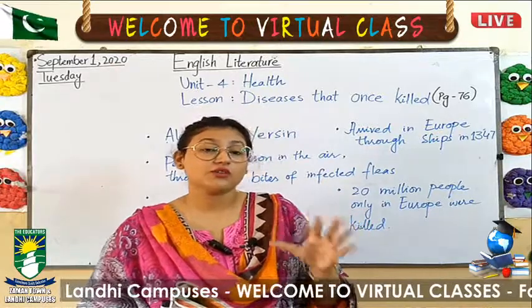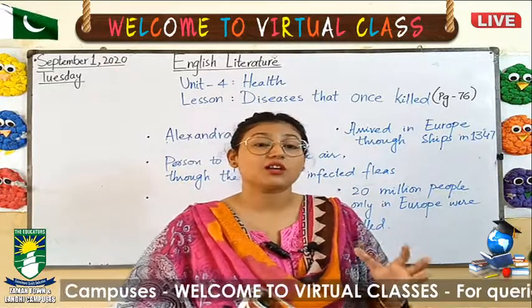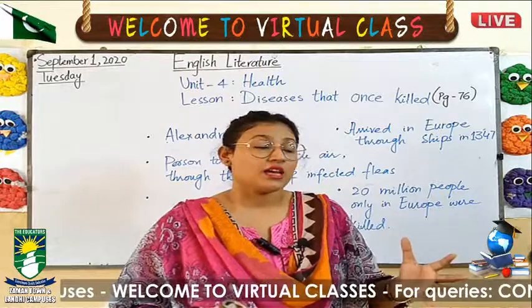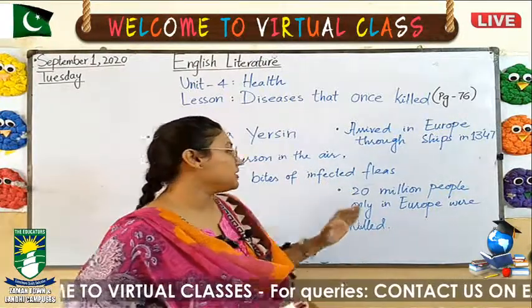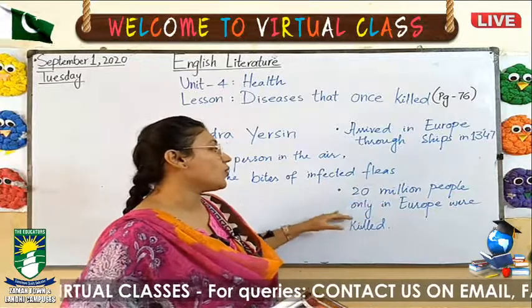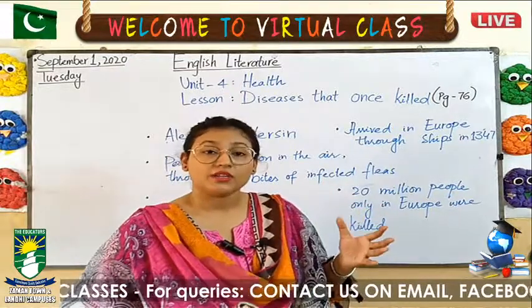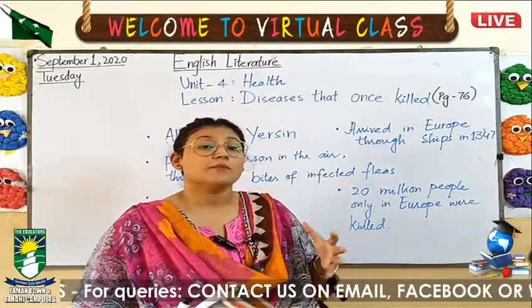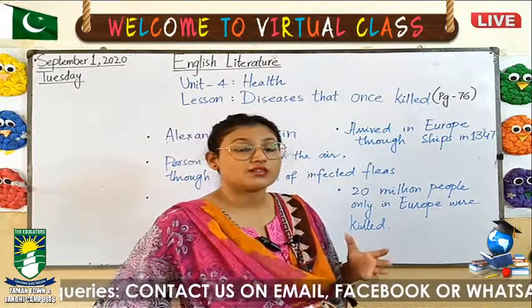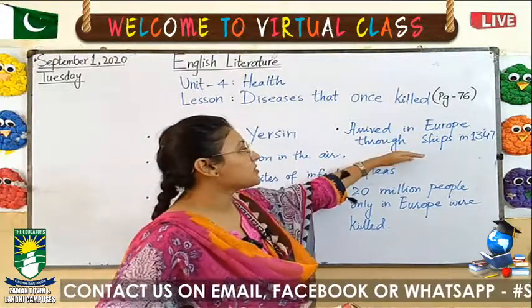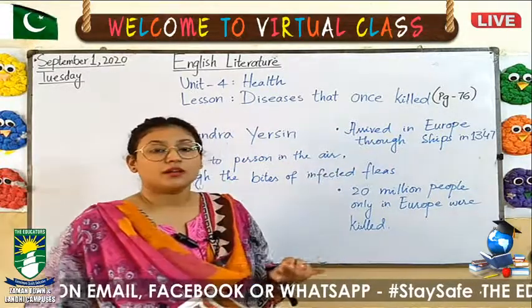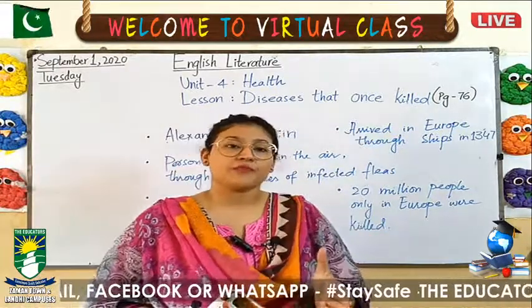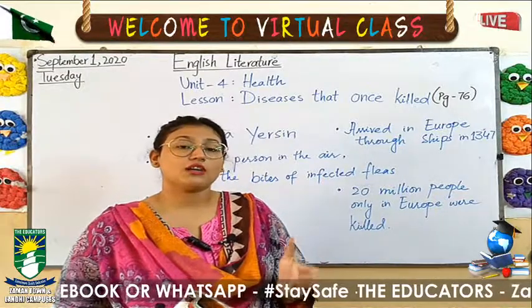For 5 years it continued, and it brought a great disaster, taking many lives. 20 million people only in Europe were killed. That was a great mass of people in history. And those ships which arrived in Europe through the sea were called death ships.